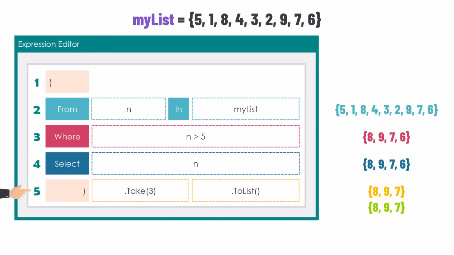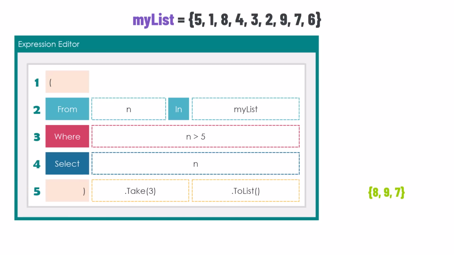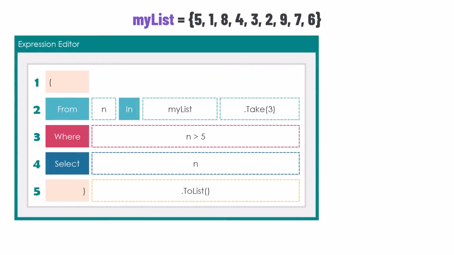In summary, from our original list, the query filters numbers greater than 5, selects the first 3 of them, and then produces a list containing these numbers. And there we have it. Our final output from the query is this list. As you can see, I used the take method after the query. Now I will use the method inside the query as follows.